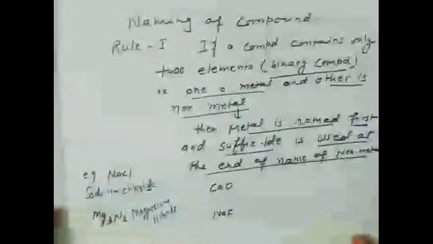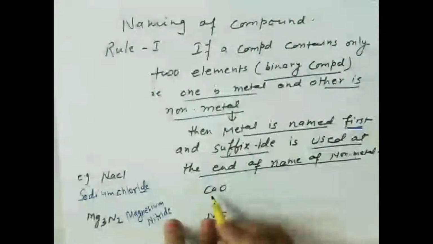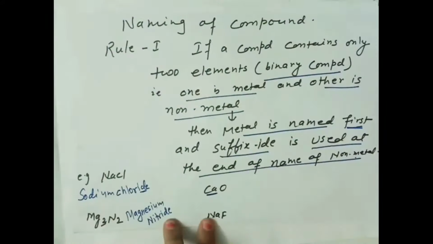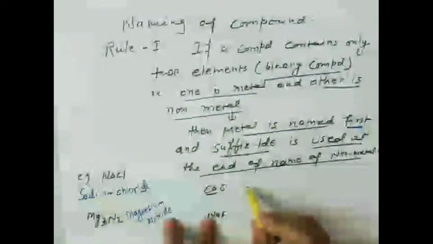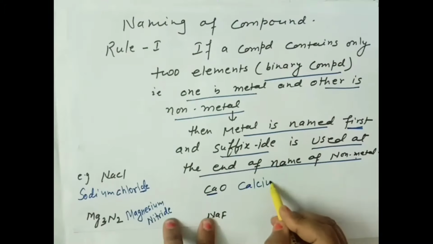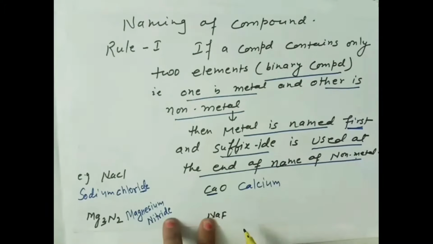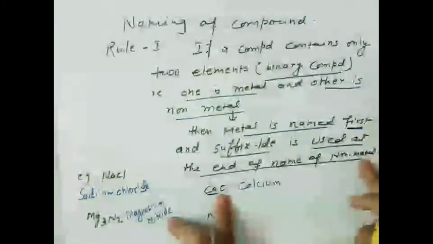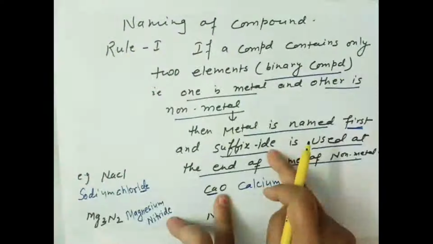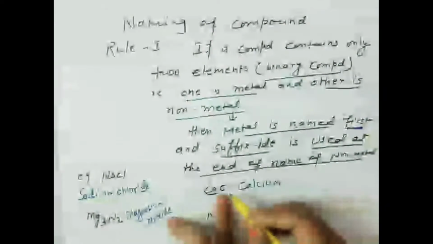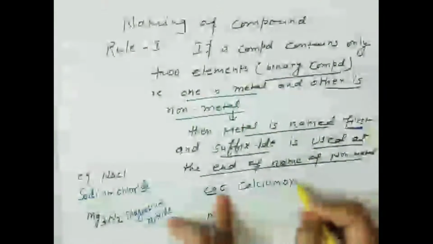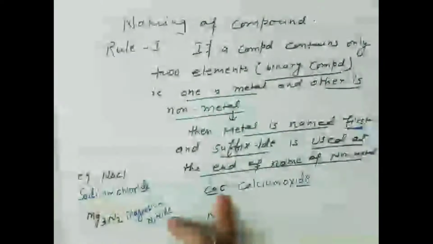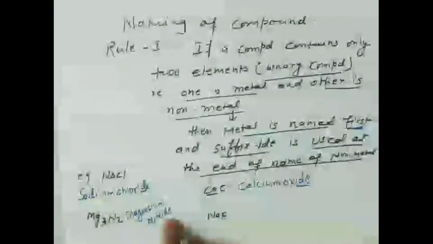Next example we can take. Here again CaO. This Ca is metal. So we will write calcium. Ca is the symbol of calcium. And O is oxygen. But in the name of non-metal, we have to use the suffix IDE. So instead of oxygen, we will write oxide. IDE we have to use in the name of non-metal. So name of the compound is calcium oxide.